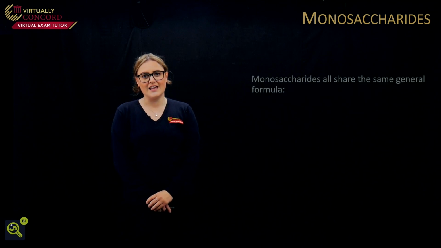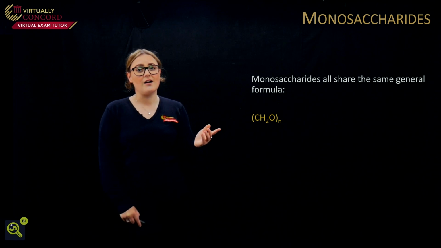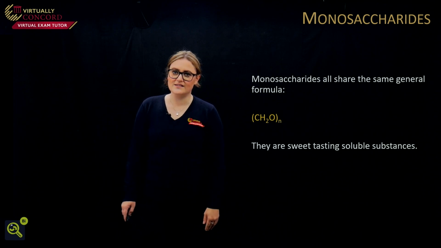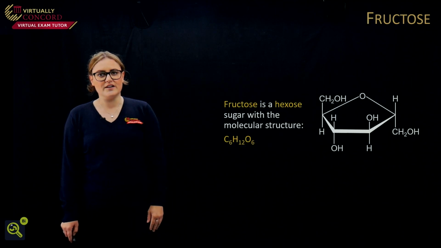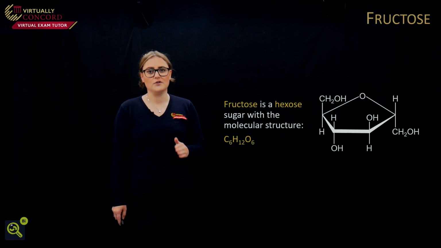Monosaccharides all share the same general formula, that is CH2ON, and you can use this to work out their molecular formula. They are mostly sweet tasting and they are soluble substances. So let's have a look at fructose first. Fructose is a hexose sugar with the molecular structure of C6H12O6.